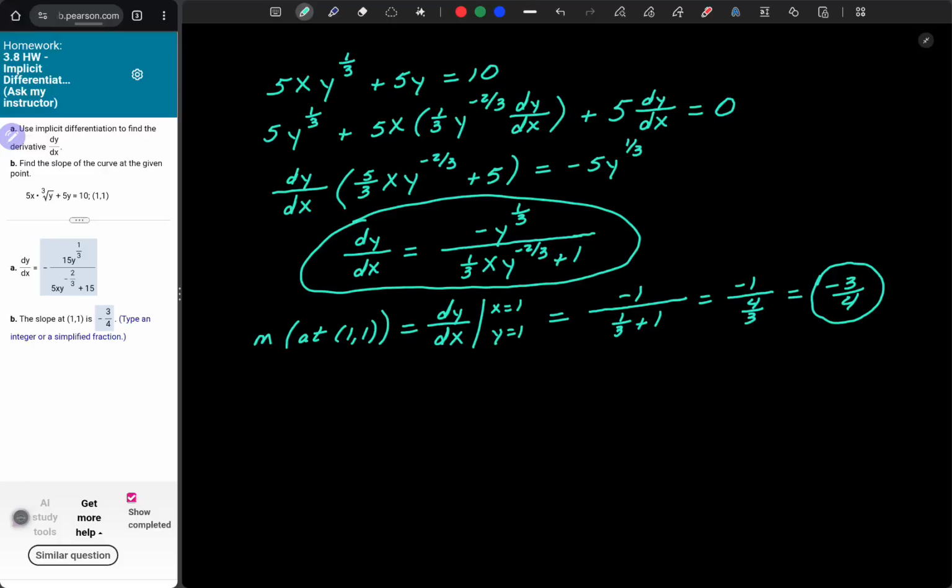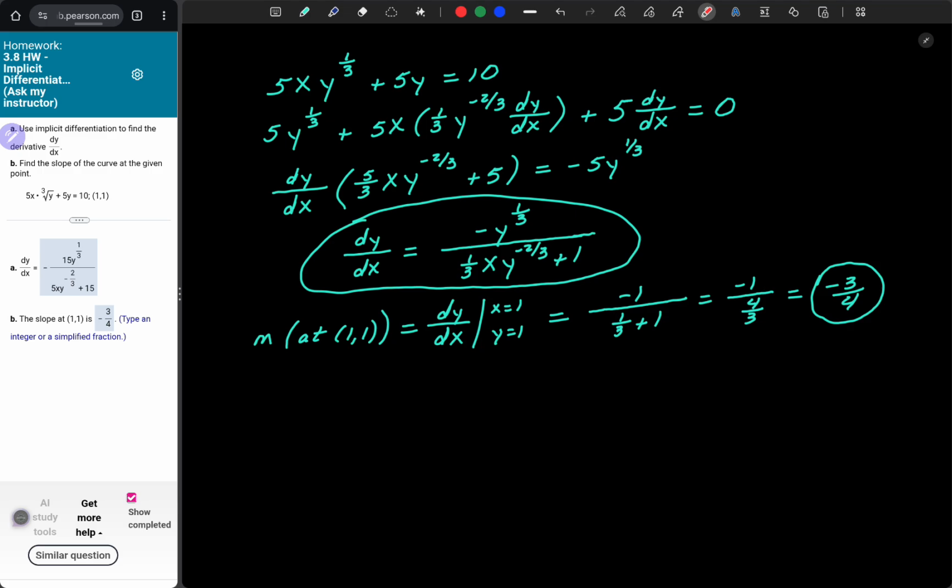Look at this problem in the implicit differentiation section. With this one, we had 5x times the cube root of y plus 5y equals 10. And we were trying to find the derivative and then use that derivative to find the slope at the ordered pair (1, 1).